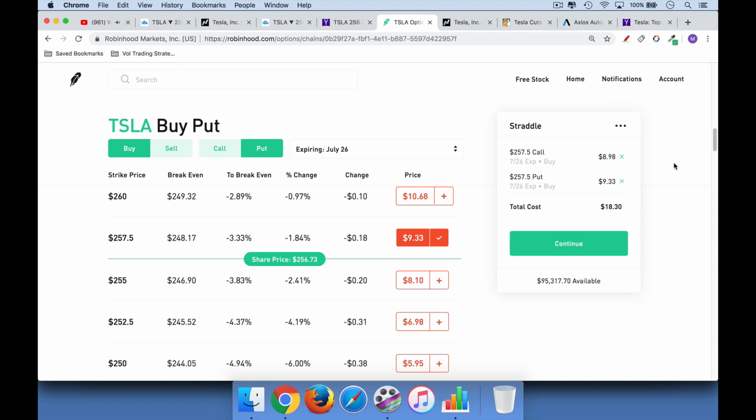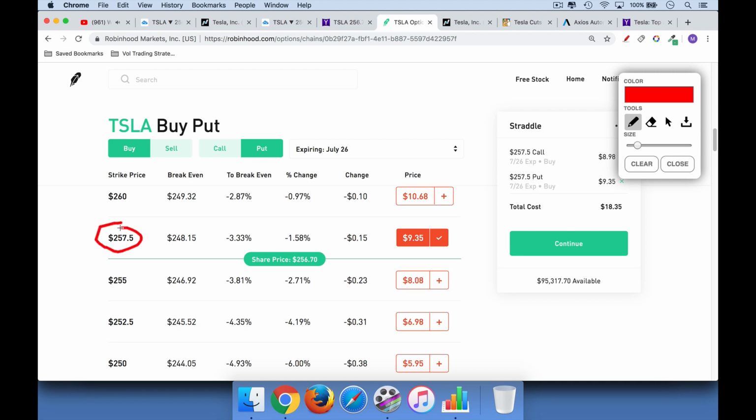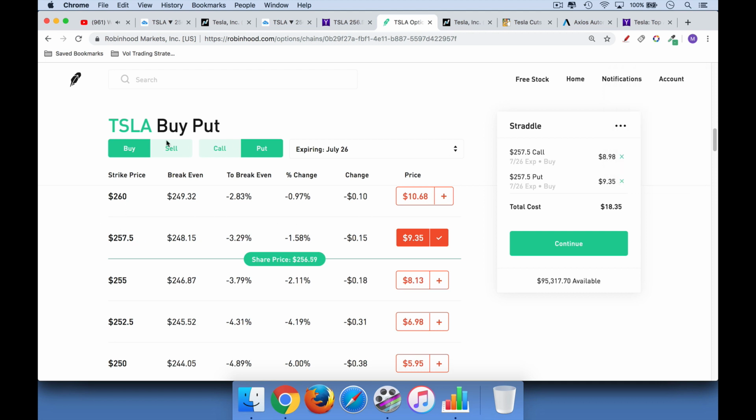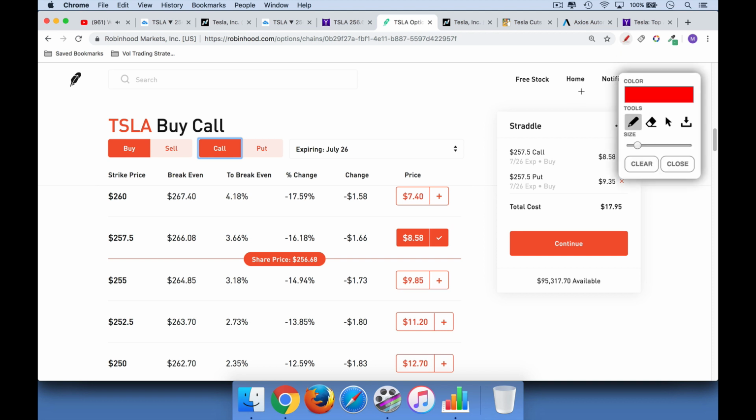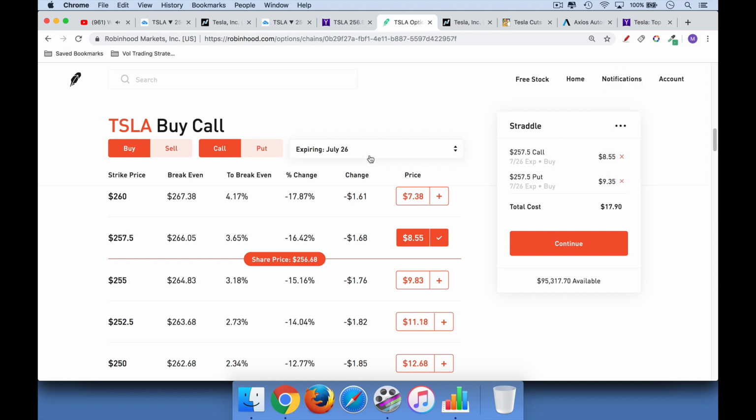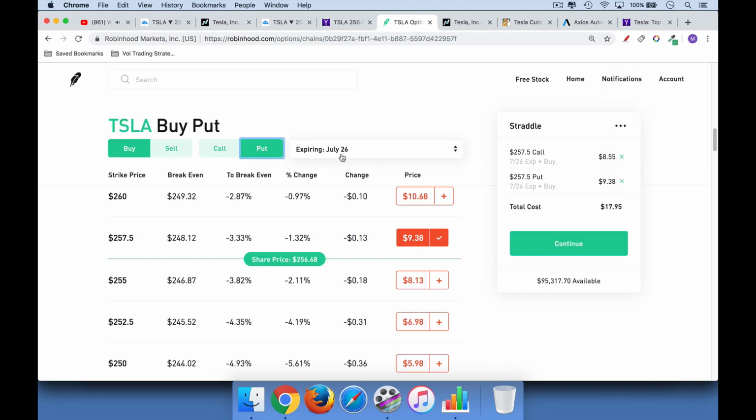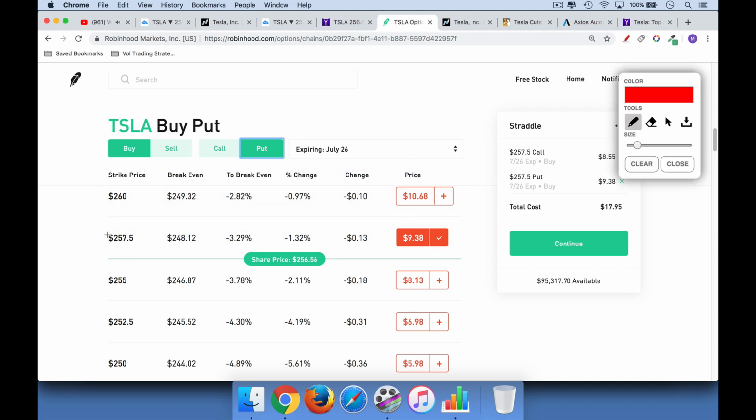So what we're going to do for this is pick the strike price of $257.50, and then we're going to buy an at-the-money call. So we'll buy a $257.50 call, which is what I have right here. And then we're going to buy an at-the-money put at that same strike price. So then we can go over here to put. Again, this is going to be a July 26th put, the $257.50.